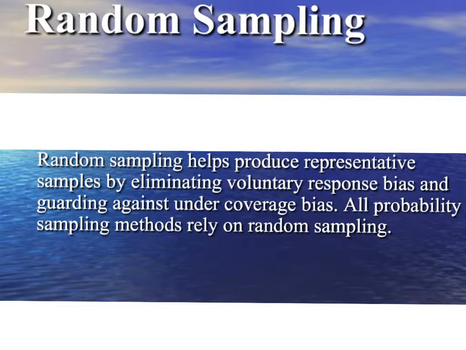So, as we said earlier in a previous video, random sampling helps produce samples that are more representative of the entire population by eliminating this voluntary response bias and guarding against undercoverage bias. So all probability sampling methods rely on random sampling.